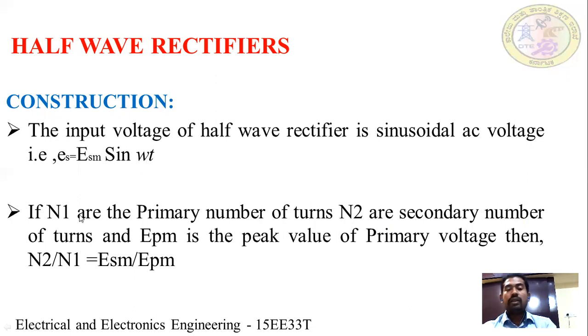If N1 is the number of turns in the primary winding of the transformer and N2 is the number of turns in the secondary winding, EPM is the peak value of the primary voltage and ESM is the peak value, the maximum value, of the secondary side. Therefore, N2 by N1 is equal to ESM divided by EPM.